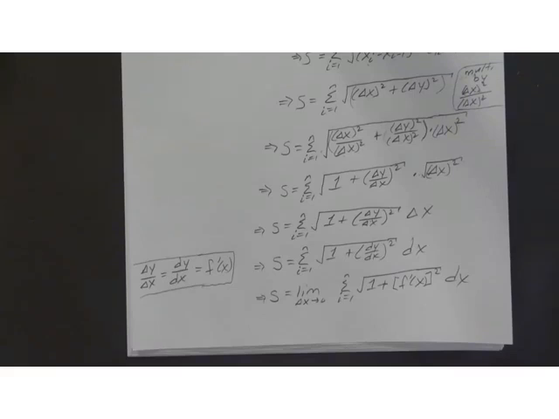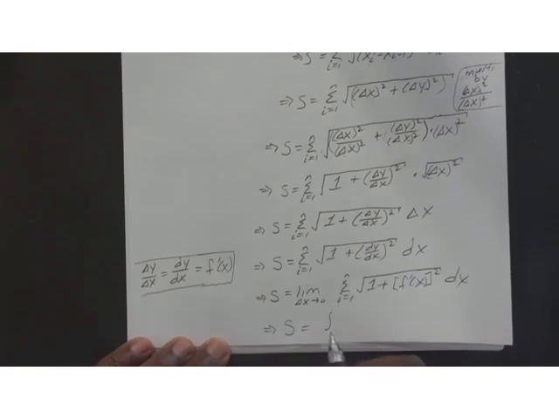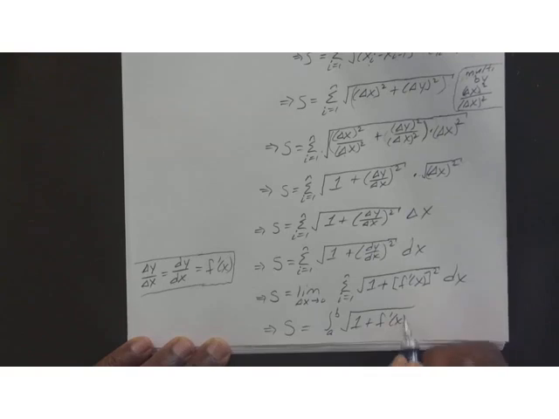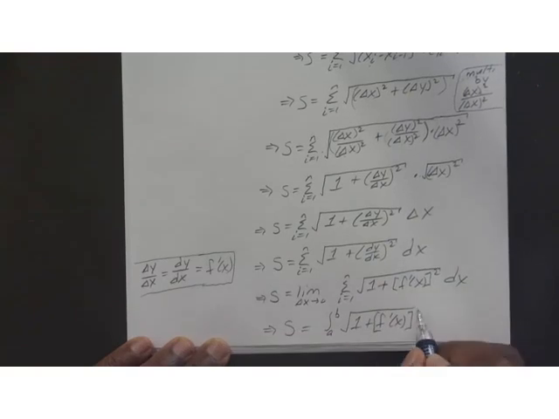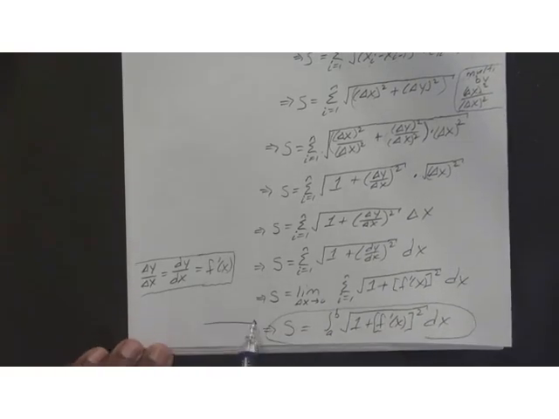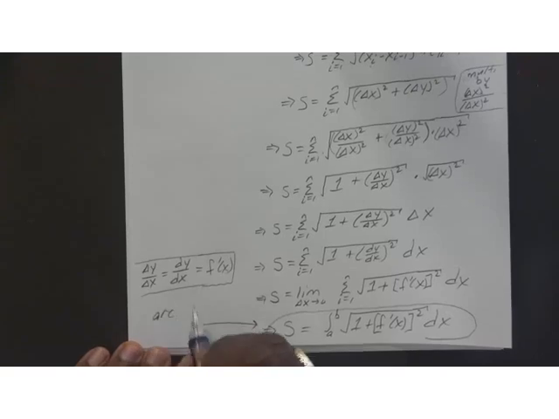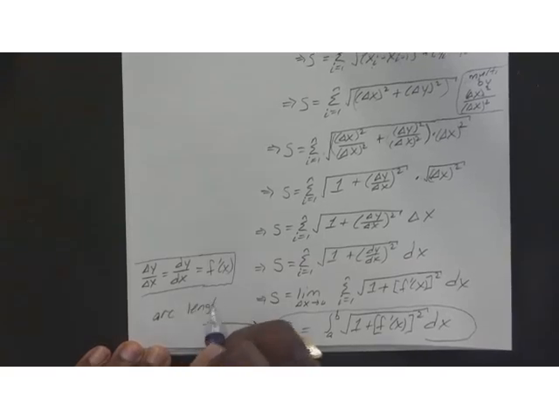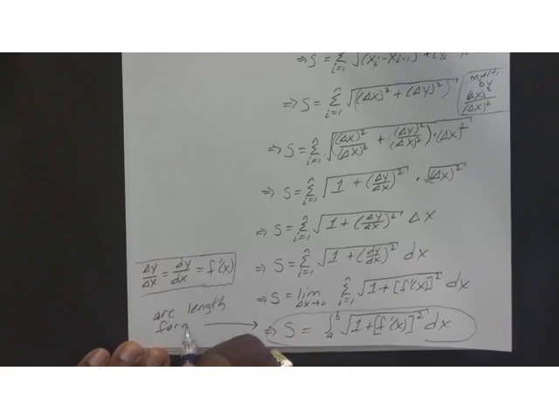Okay, which is actually just the limit definition of an integral. So our arc length is equal to the integral from a to b of the square root of 1 plus f prime of x squared with respect to x. So this is your arc length formula.